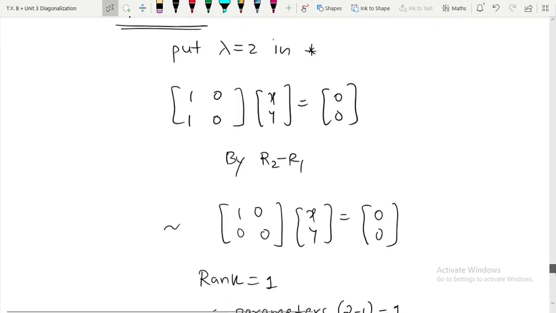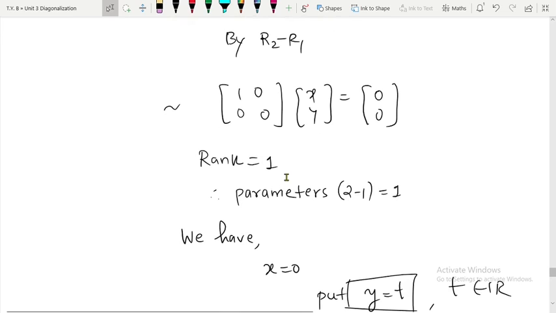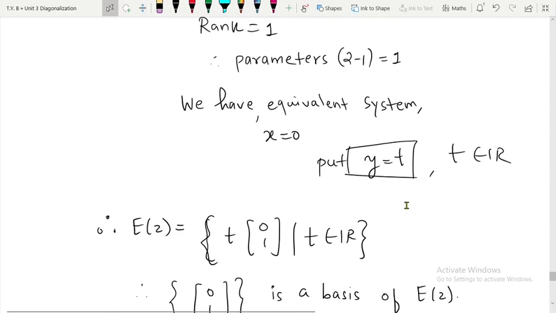And now for lambda equal to 2, you got this kind of thing. By performing the operation, I got this. Now just note one thing over here: since the rank is 1, the number of parameters obviously should be 1, but this is our equivalent system, x is equal to 0. So we have to use one parameter, but don't use it for x, because we already have the value of x to be 0. The parameter should be used for y, as y is a free variable. So I have used y equal to t, t belongs to R, and you got this eigenvector.